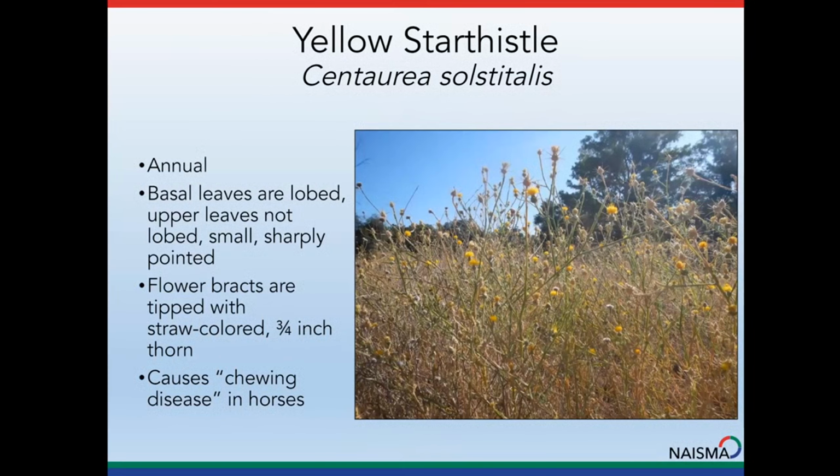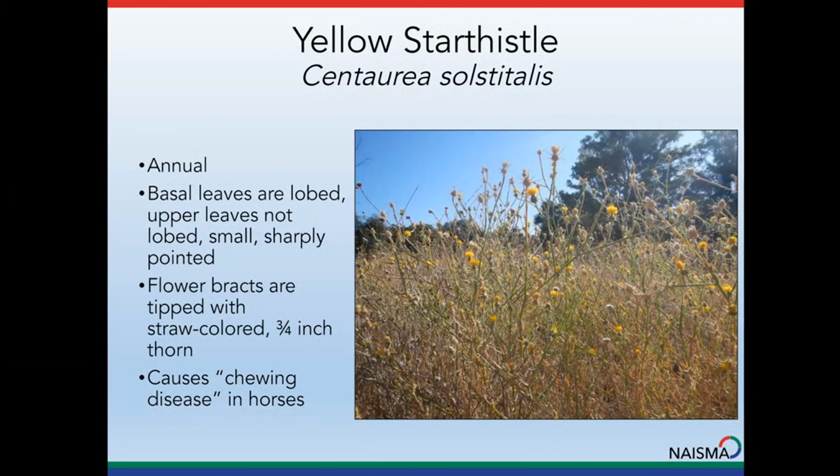Now we move to yellow star thistle. So yellow star thistle is an annual. It's one of those ones that's of the worst that we deal with. The leaves are basal and lobed like a dandelion, but the upper leaves, once again like a lot of knapweeds, are small, come to a point, much reduced, very linear. The flower bracts are tipped with these straw-colored thorns. It's one of those things you just can't forget about, those thorns.